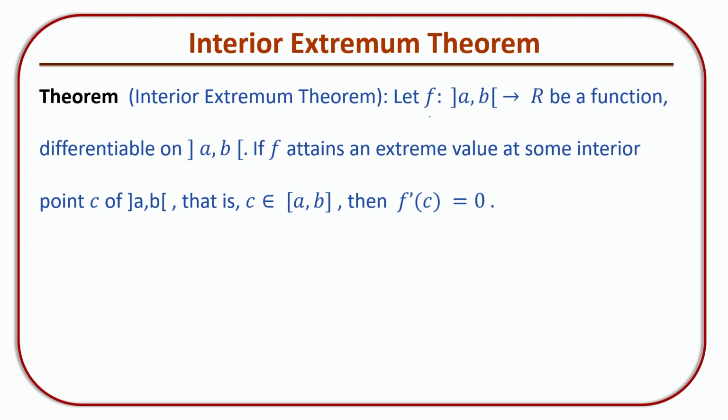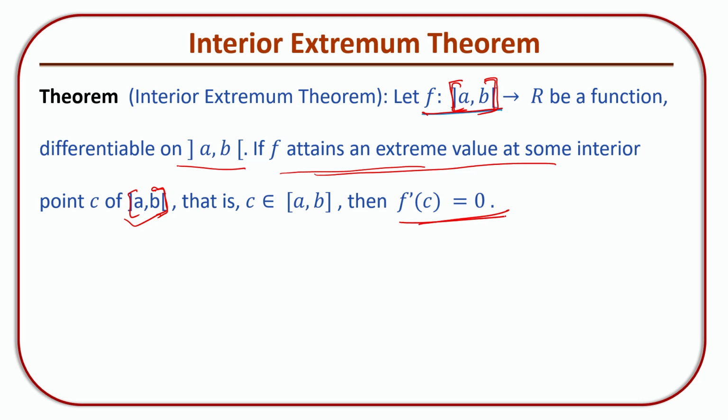So what it says: let f be a function from open interval (a, b) to R, differentiable on the open interval (a, b), and if f attains, it's not an open interval, it is a closed interval, right? So I believe that you understand this, right? If f attains an extremum value at some interior point c of this interval, that is c belongs to (a, b), then f dash of c is equal to 0. This is also a closed interval, right? So then f dash of c is equal to 0.